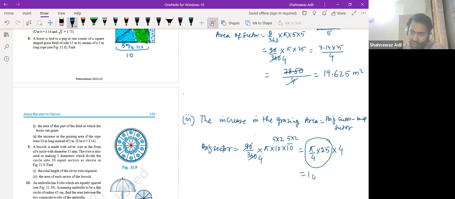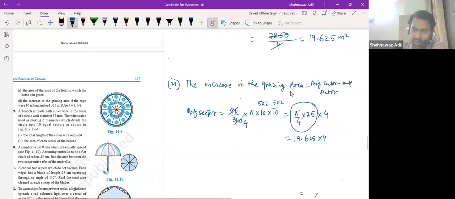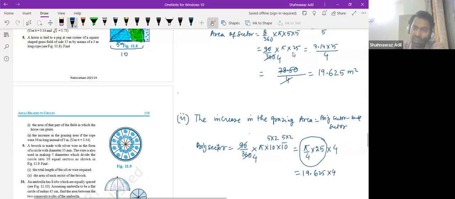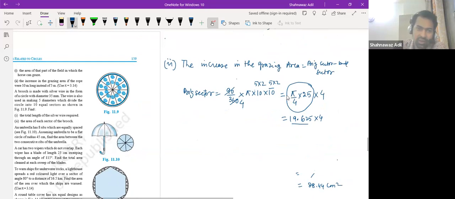This is 19.625 into 4. We can do this complete calculation also, but in this way it would be easy, right? This part we have already calculated, 25 pi by 4. So I put the value here. We can also write all the values, but since we already know this value, that is why I changed it.